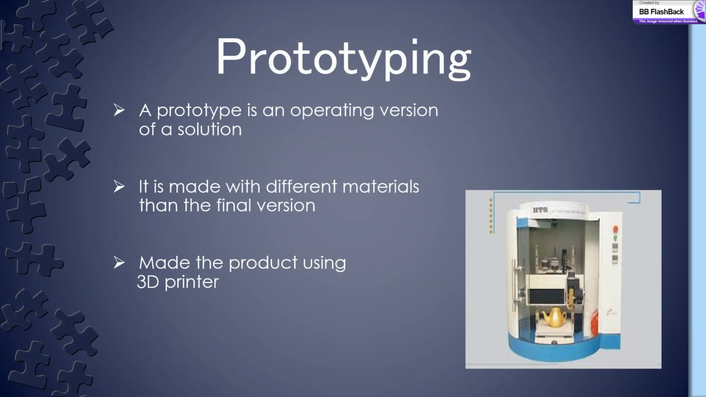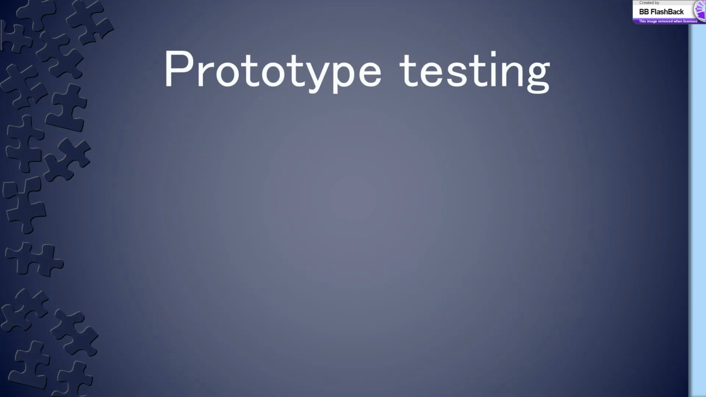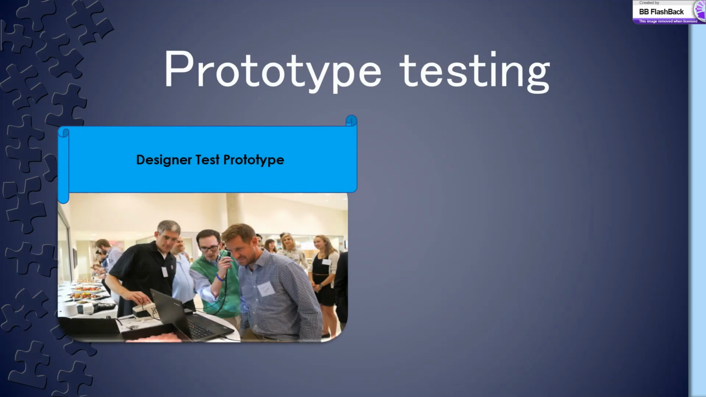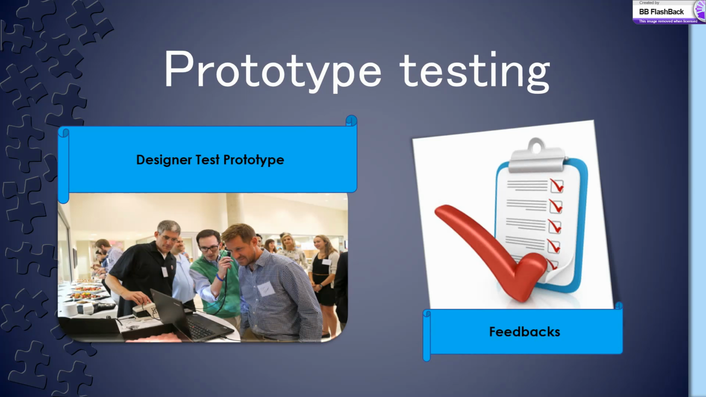Prototyping. A prototype is an operating version of a solution. It is made with different materials than the final version, and you can make the product using a 3D printer. Prototype testing allows designers to test the prototype to see whether it works well and meets the requirements, and to show the solution to users for feedback.